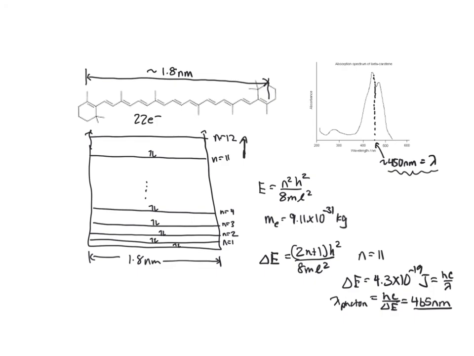So this particular particle in a box model works pretty well for big conjugated systems to predict what wavelength of light would excite that molecule and where we would expect to see the peak in the visible spectrum.